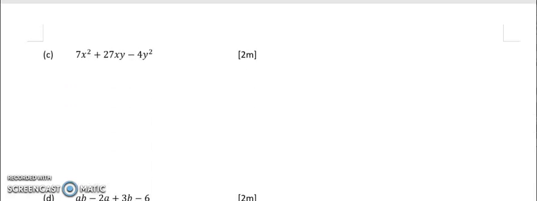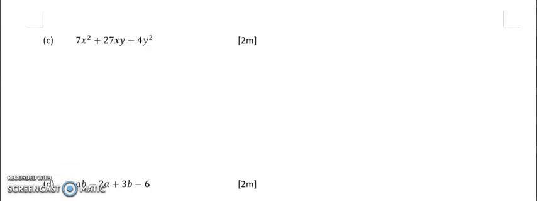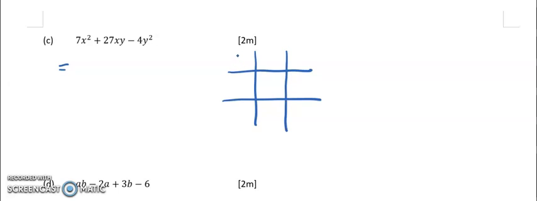Okay, next question. There is no difference at all. The only difference now is there's an x and there's a y. But do the same thing, okay? It's 3 terms. Start drawing your multiplication frame. Now you have to put in according to the order.